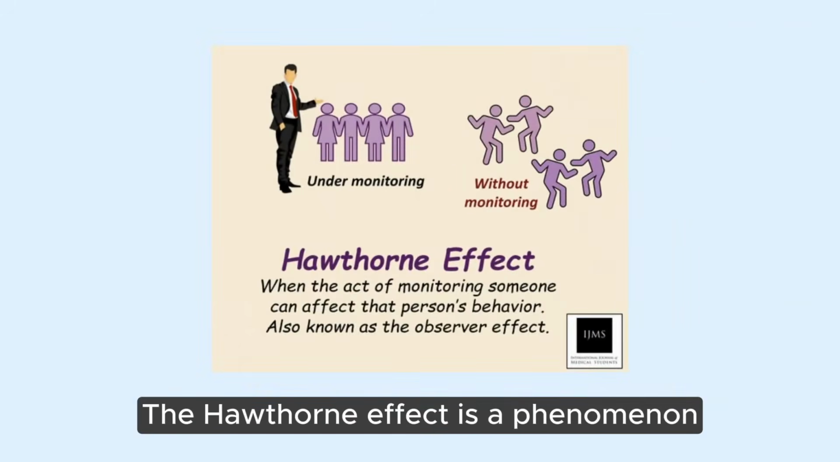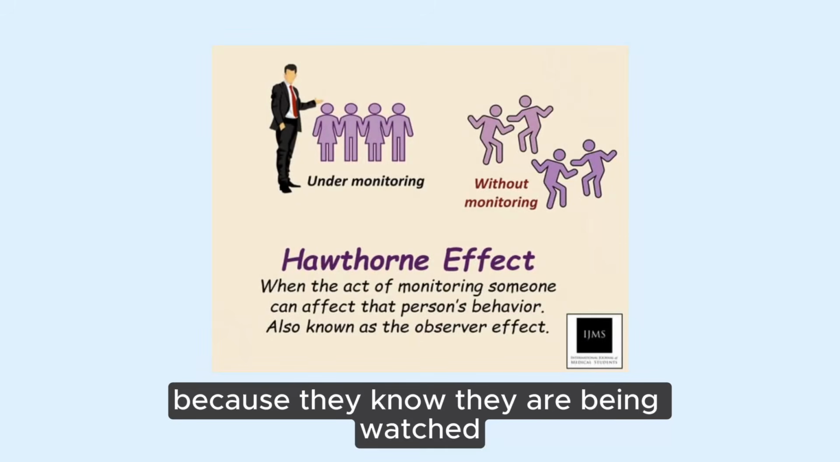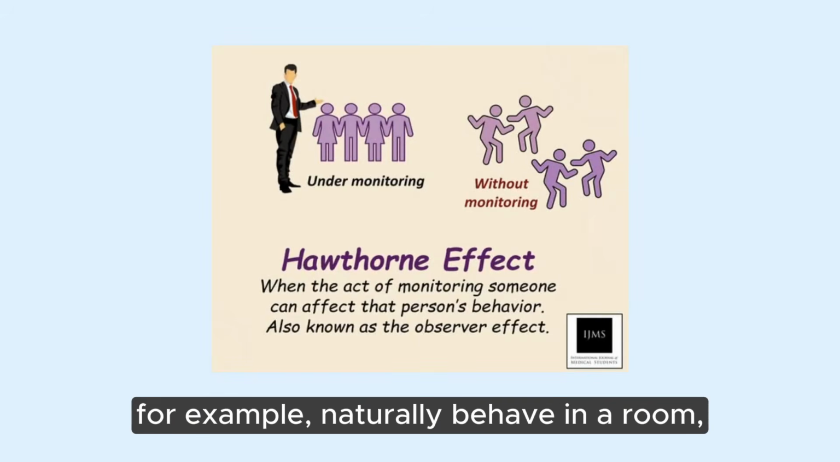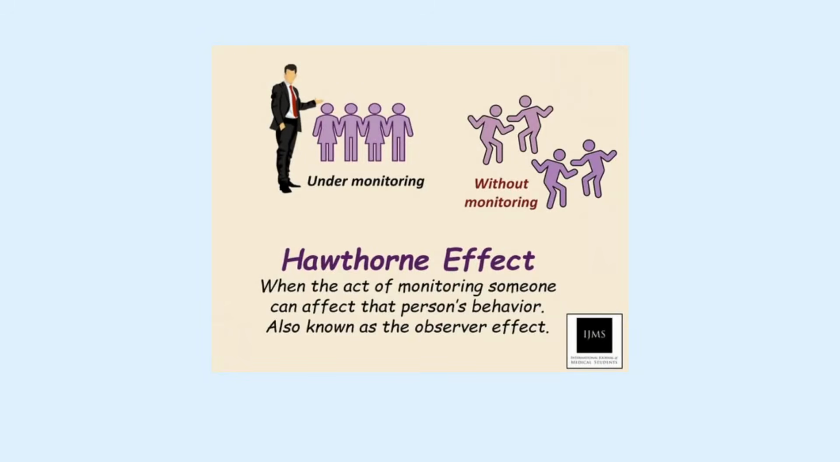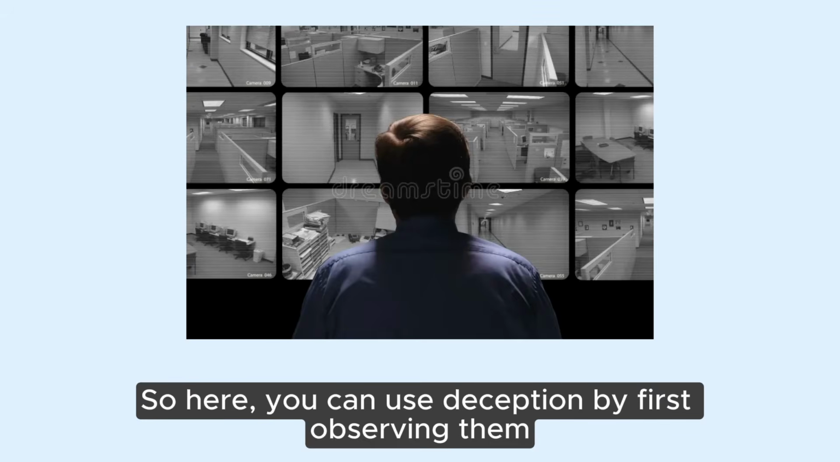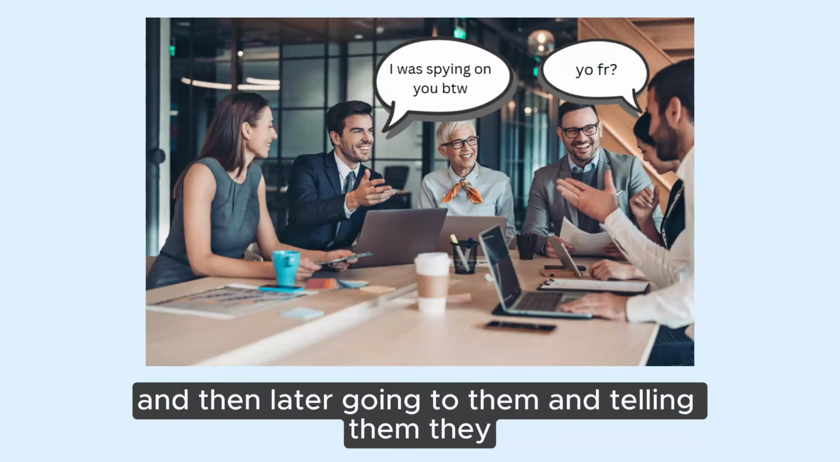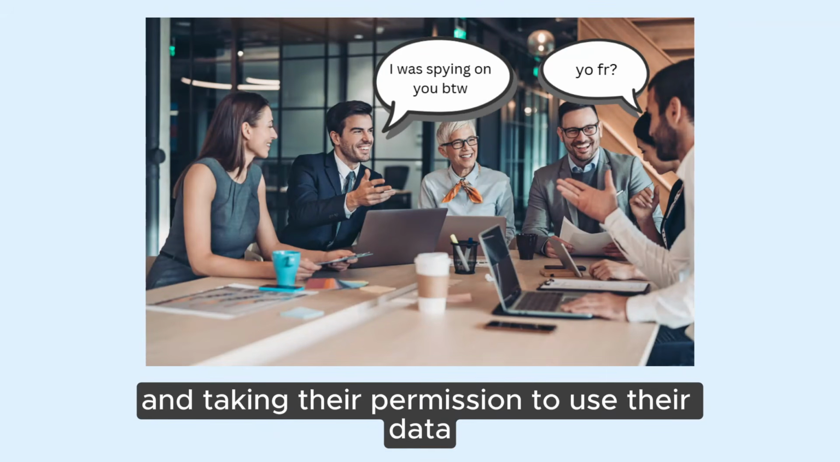The Hawthorne effect is a phenomenon where people change their behavior because they know they are being watched. If you are studying how people, for example, naturally behave in a room, if you tell them you are watching them, they will act differently. So here, you can use deception by first observing them, and then later going to them and telling them they were part of a study and taking their permission to use their data.